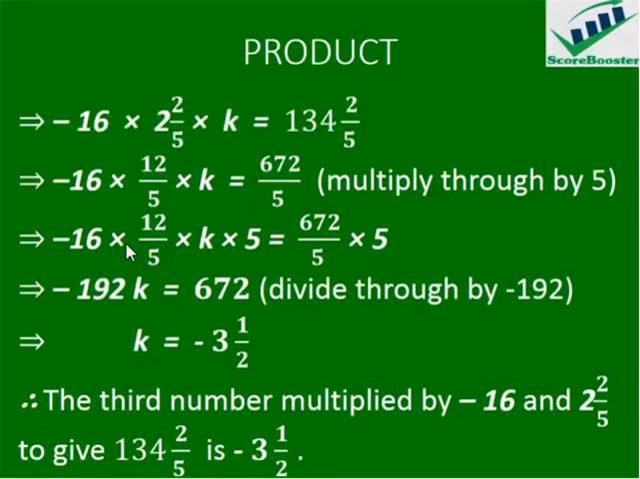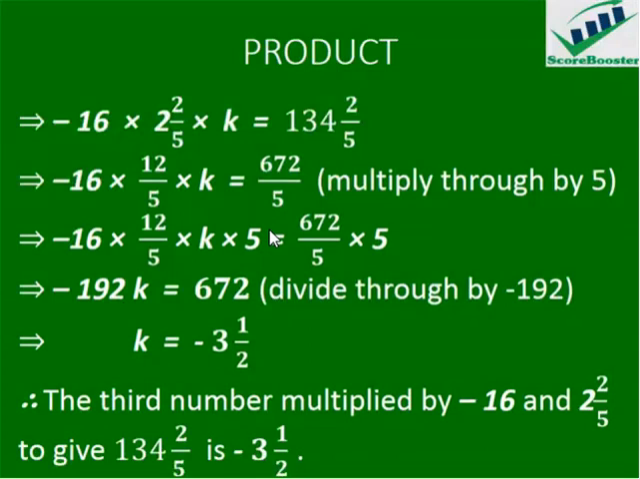And k cannot be multiplied with this. K is a variable and these are numbers, so you only write 192k, which is the same thing as saying minus 192 multiplied by what? K. And here if you do 672 multiplied by 5 divided by 5, we get 672 back. Now we are looking for the value of ordinary k, not minus 192 multiplied by k.